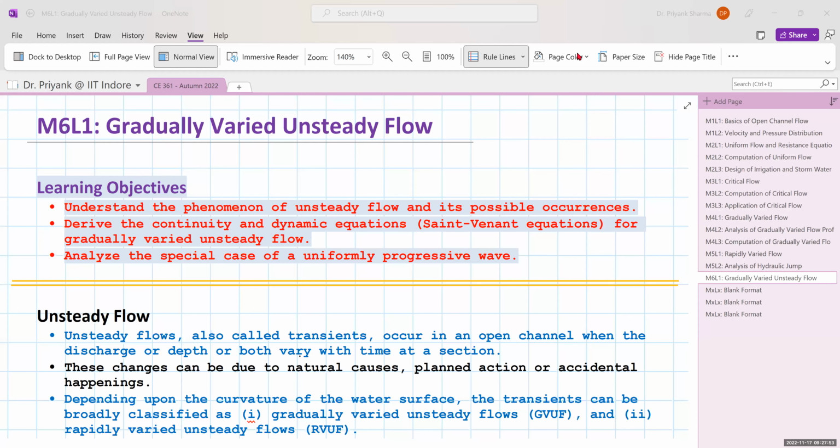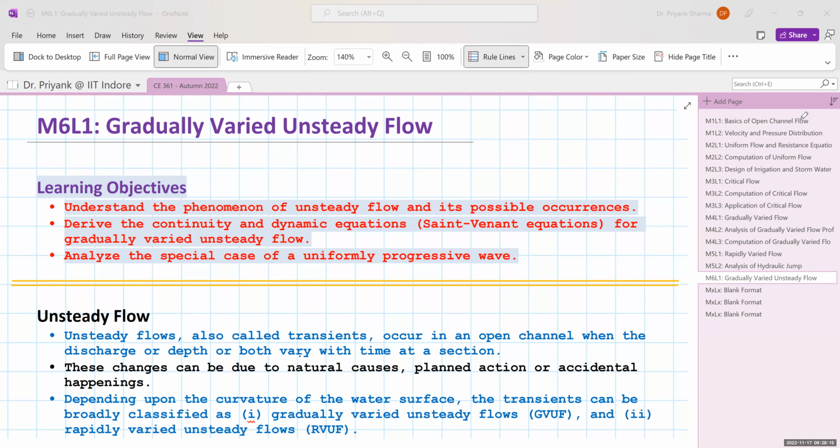Hello friends and welcome to module 6, the last module in this course, and we will be discussing the unsteady flow phenomena in this. There are two broader categories of unsteady flow phenomena: one is gradually varying and one is rapidly varying. We'll discuss both those categories in this module.